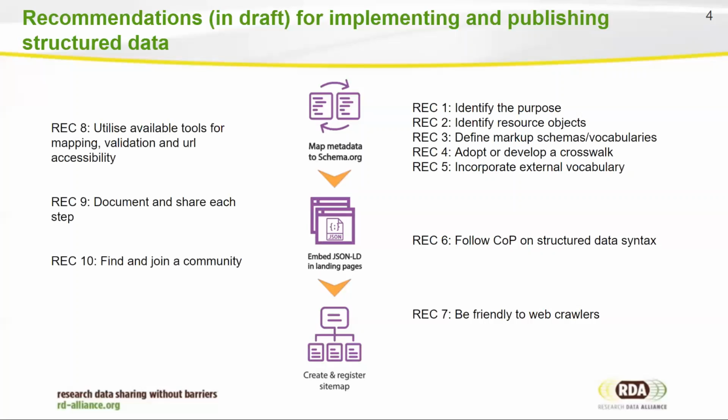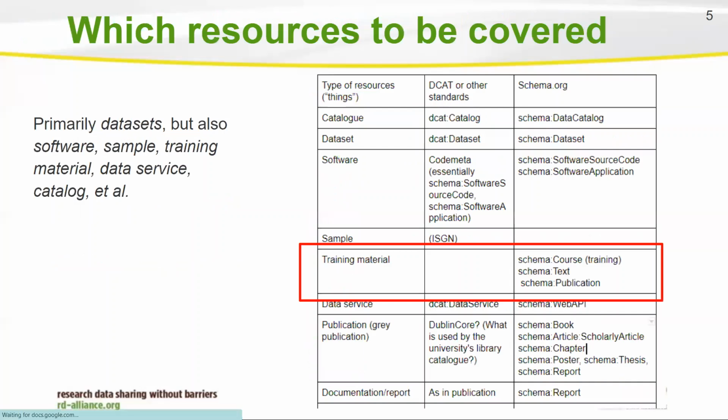So far, we have drafted 10 recommendations that either support a particular step or the process overall. One of the recommendations is to consider which resources are in scope. We focus primarily on datasets, but also software, samples, training material, data services, data catalogs, and so on.